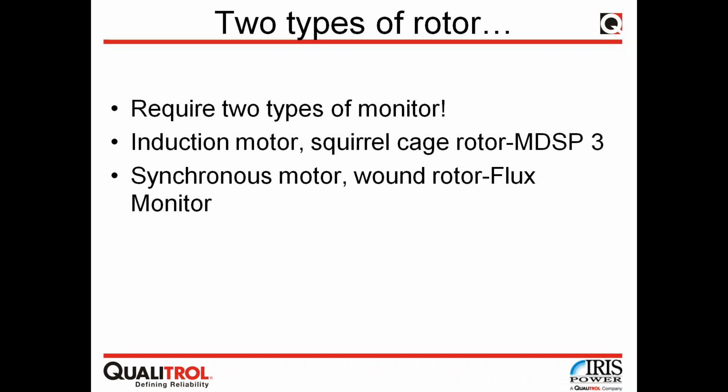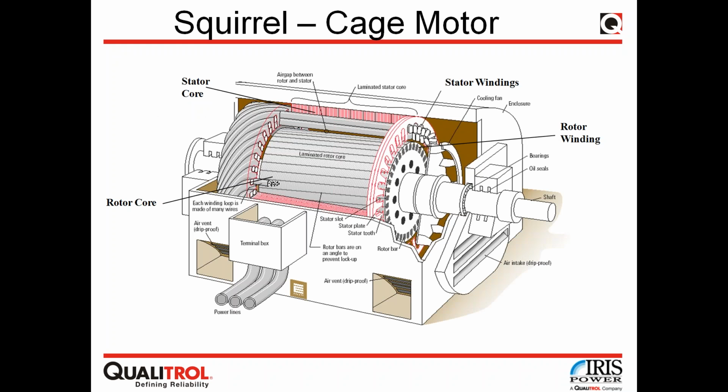Or if you're talking about synchronous motors, which are a little bit less frequent compared to induction motors, then it will be flux monitoring, which is similar to the flux monitoring we do on hydro machines or on turbo generators. So we'll start first with the MDSP3, which is covering the squirrel cage motor. You have here a cross-section of that motor. The focus at this time is the rotor.